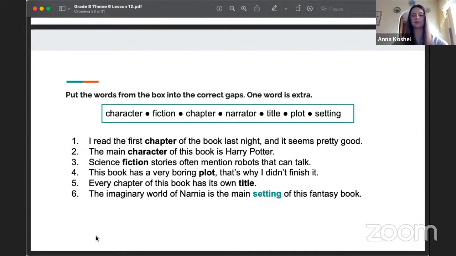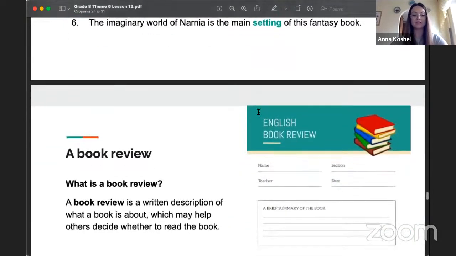Okay, the extra word, as you may have noticed, is narrator. So somebody who tells the story or storyteller. Оповідач. Так, це слово у нас виявилось зайве. Okay, then that's it with the exercise. Now a little bit of tips.